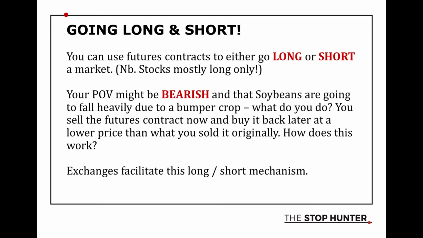Futures are the gift that keep on giving. We've got leverage, we've got this curve to give us extra markets and time periods to play. Now we've got something called going long or short. Now in a traditional market, we buy something and we want the price to go up. Now futures markets allow you to do the opposite. You can actually sell before you buy, and you might have, for example, a bearish opinion, and in here we've got soybeans we think are going to fall heavily due to a bumper crop. What do we do? Well, you sell the futures contract first and buy it back later at a lower price than what you originally sold it at. And how does that work?